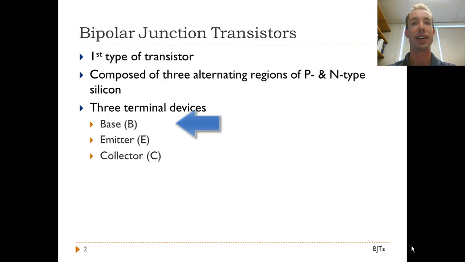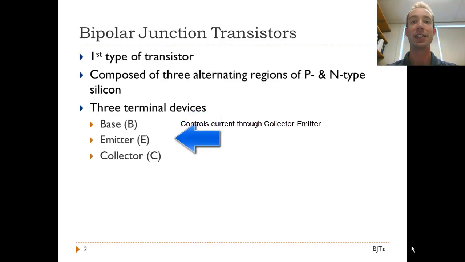The base, abbreviated B, controls the flow of current through the other two terminals. The emitter, abbreviated E, is the terminal that emits the primary charge carrier into the transistor. For instance, in an NPN transistor, which we will introduce shortly, N-type silicon is the primary component. N-type silicon has free electrons, which makes electrons the primary charge carrier for an NPN transistor. This means that electrons flow into the emitter of an NPN transistor.